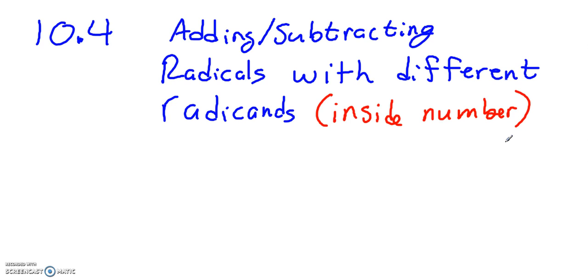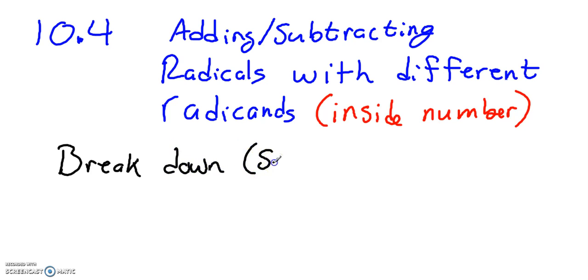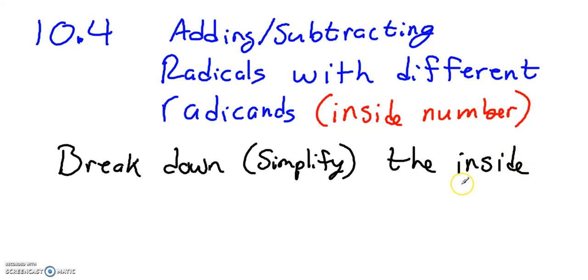Okay, and the very first thing you want to do when you're working through these is take the inside number that you have and break it down as much as you can. We'll call it break it down; they would call it simplifying. So break down or simplify the inside number as much as possible.